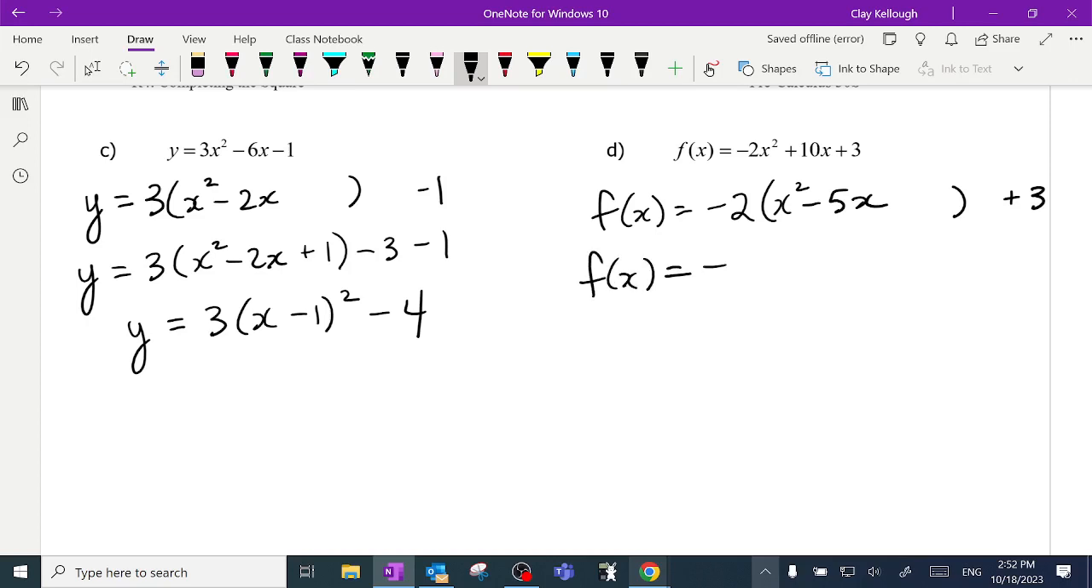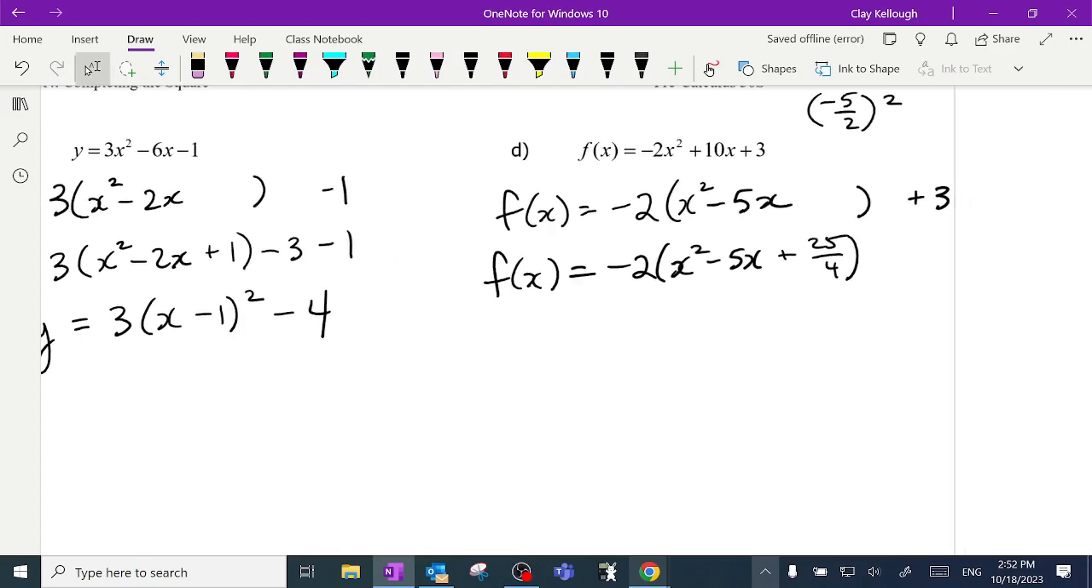Half of -5 is -5/2. If I square that, I get plus 25/4. Now, did I really add 25/4 to the equation? No, I didn't. I added -2 times 25/4 to the equation. And 2 goes into 4 twice. So I actually added -25/2. So to balance that, to make a 0, I'd have to add +25/2.